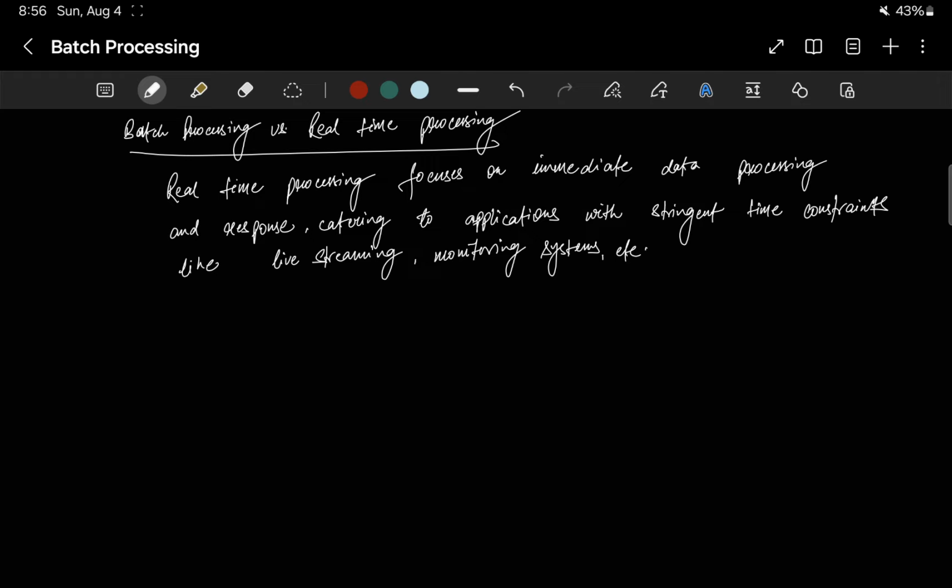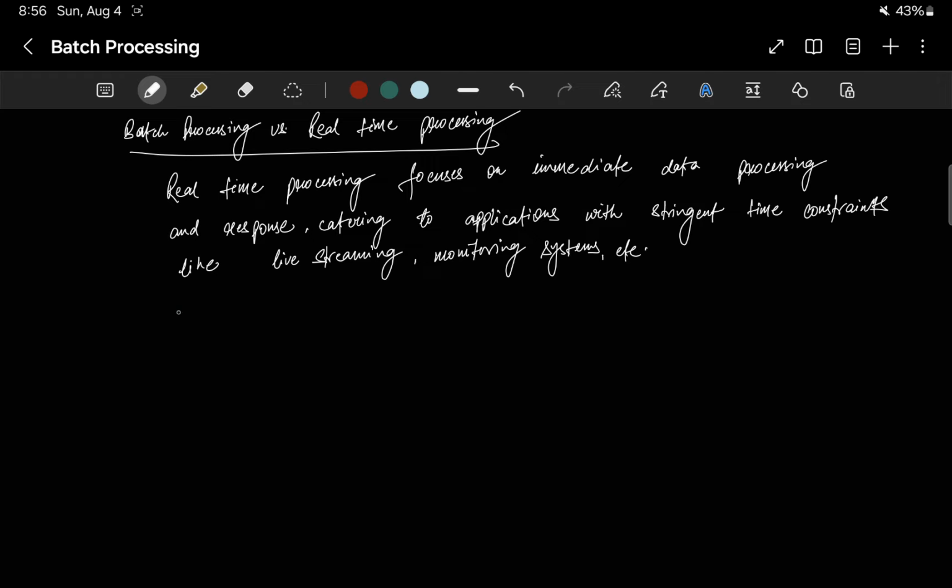Whereas batch processing emphasizes efficiency over immediacy. Batch processing, as I have told before, so I'm not going to write about it. It is well suited for scenarios where data can be collected, processed, and analyzed in non-real time, such as nightly data backups, so data backup at night, monthly financial reporting, or large-scale data analysis.